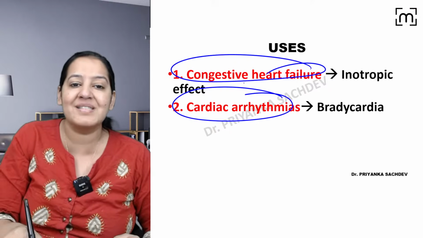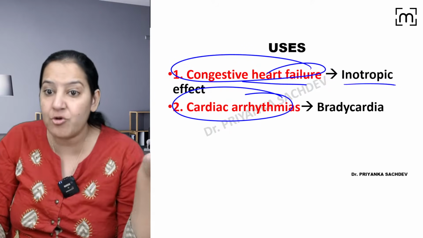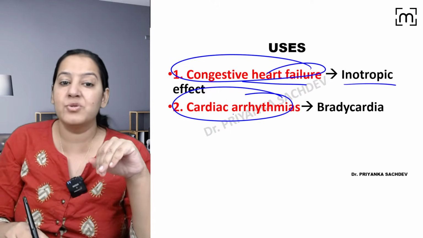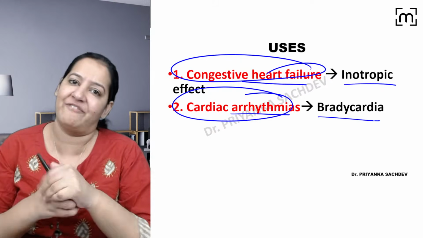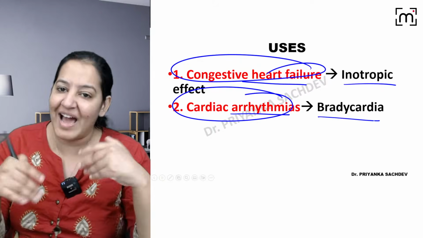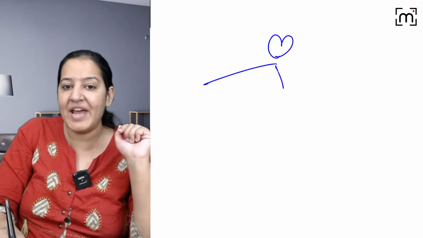Why is Digitalis used as a heart failure drug? Because of its inotropic effect. And why is Digitalis used to treat arrhythmia? Because of its bradycardia effect. दोनों में Digitalis है, लेकिन action अलग-अलग है. I have told you, in the heart, Digitalis has 3 actions.